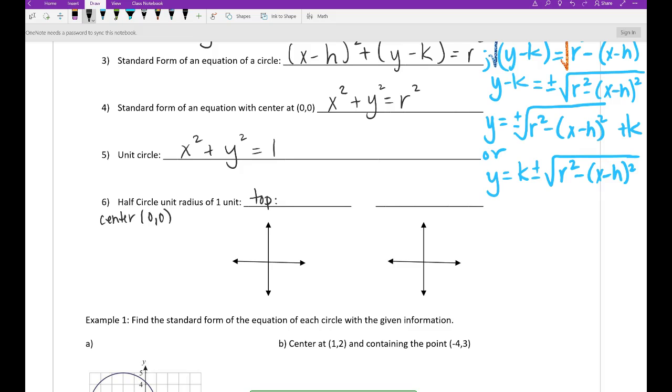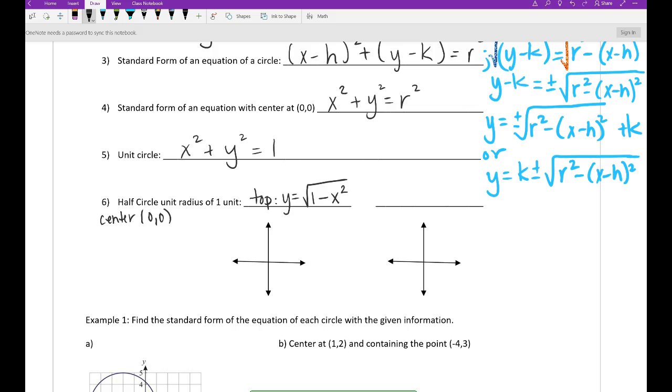Brendan? Y equals square root of 1 squared minus (x minus h) squared plus k. What happened to h and k? Oh wait, it's nothing. So what is it going to look like? Square root of what? 1 is right. Minus x squared. Perfect. Okay. You're going to see this a lot later.